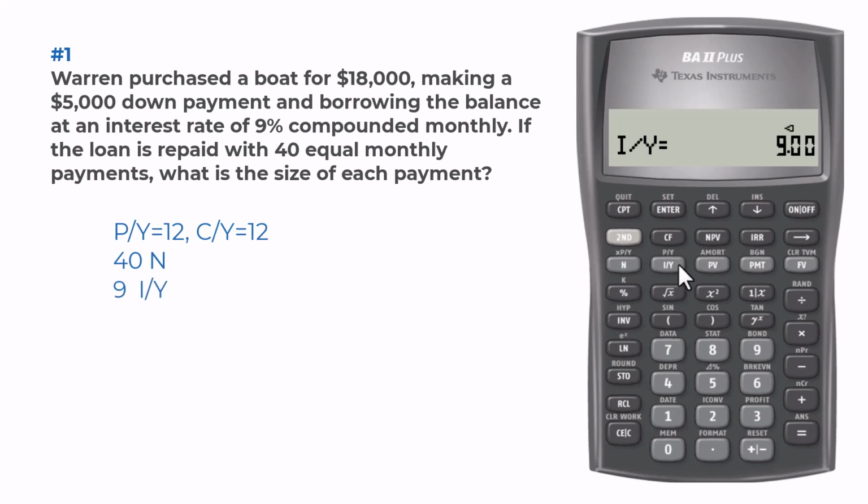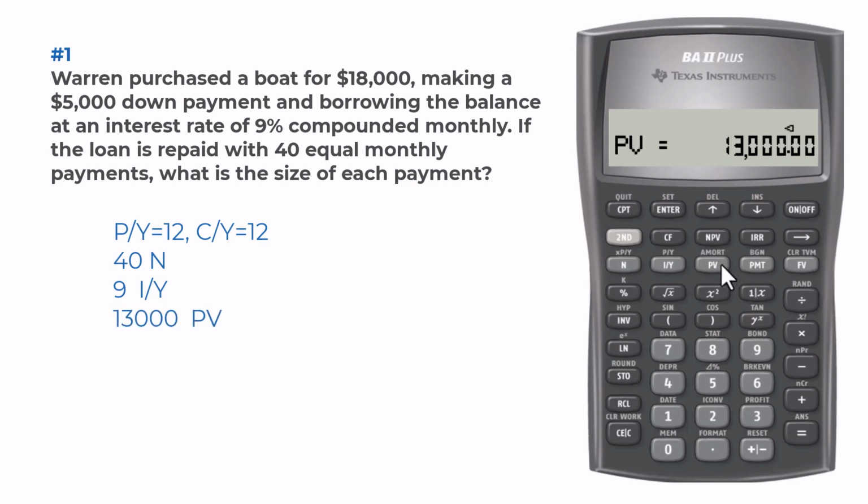The purchase price of the boat is $18,000, but after the $5,000 down payment, the amount actually financed or borrowed is $18,000 minus $5,000. And that gives $13,000. I'll press PV to store that.